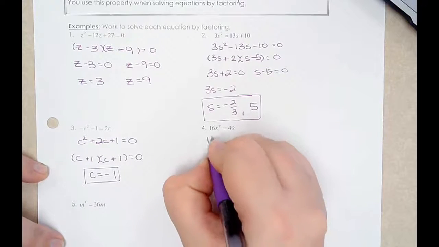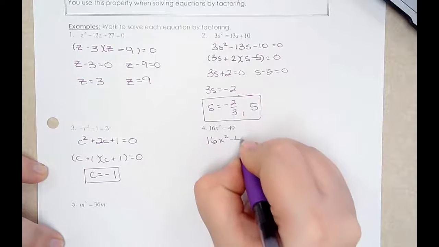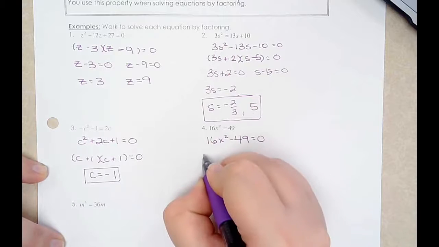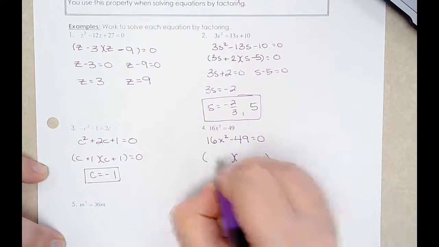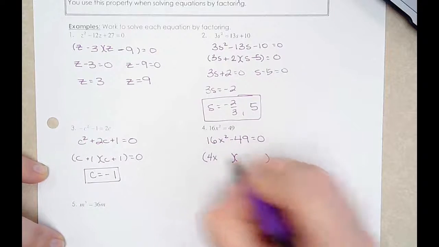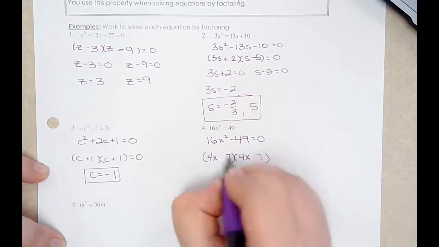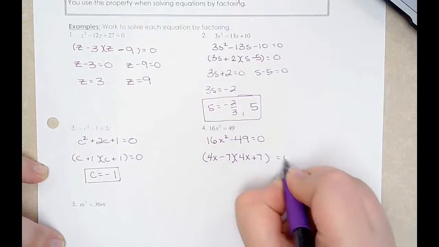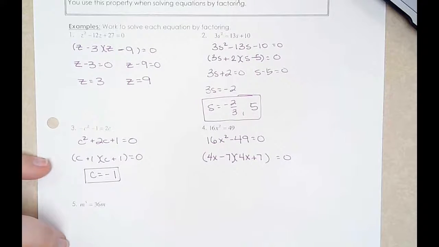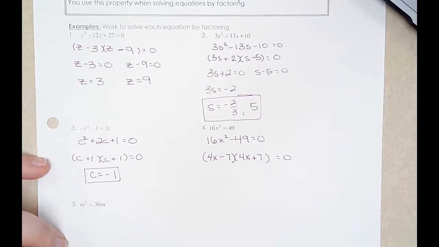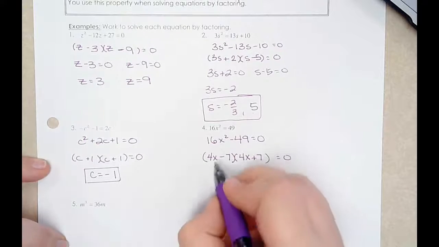Alright, going over here, if I'm setting equal to 0, I move the 49 to the left side. I notice this is in a difference of squares form, so I can immediately say what's the unsquared version of the first term, what's the unsquared version of the second term, set equal to 0. Some of you would want to divide this by 16 and then take the square root. You can do that as well, it's just not going to look quite as nice when you factor it.